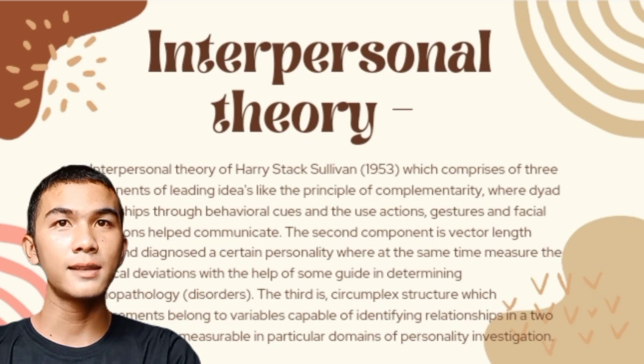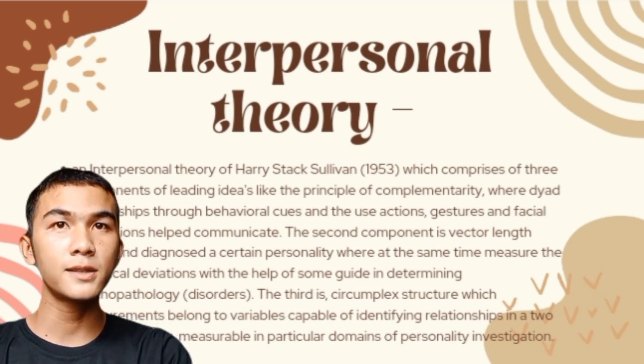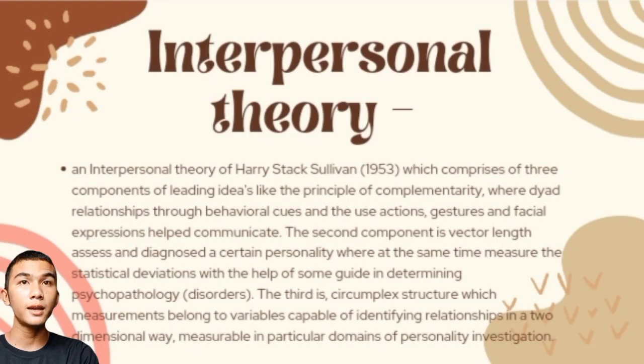The fourth or the last theory is the interpersonal theory, an interpersonal theory of Harry Sullivan in 1953, which comprises three components of leading ideas, like the principle of complementarity, where behavioral cues guide relationships and the use of actions, gestures, and facial expressions help communicate.